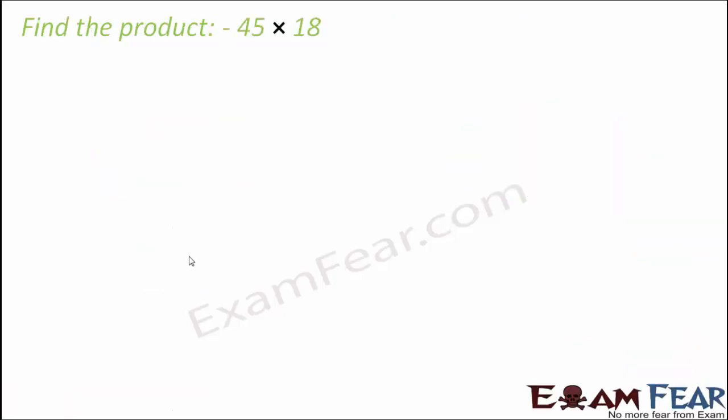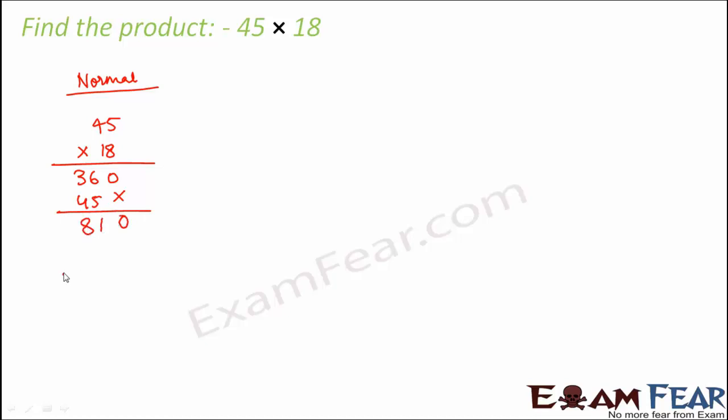So let us look at another example. Find the product minus 45 into 18. Now normally, without making use of properties, how would you find this product? You would actually multiply 45 by 18. So you will get something like this, 360, and then you get 45. So this becomes 810. Therefore, you say that minus 45 into 18 is equal to minus 810. So this is how you do without making use of properties.